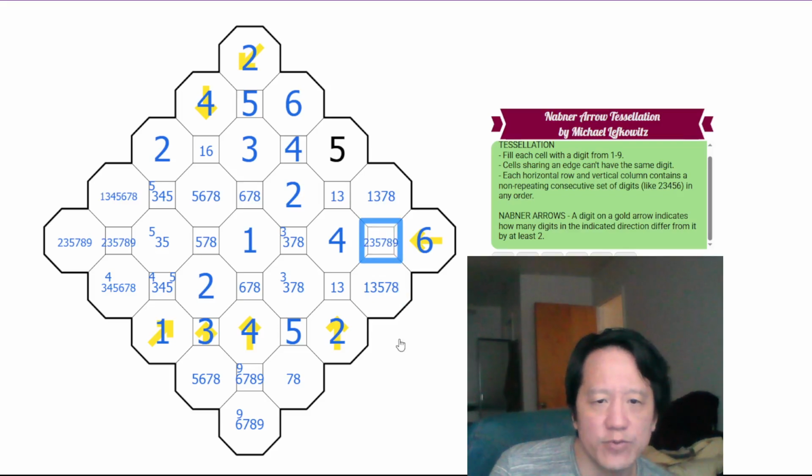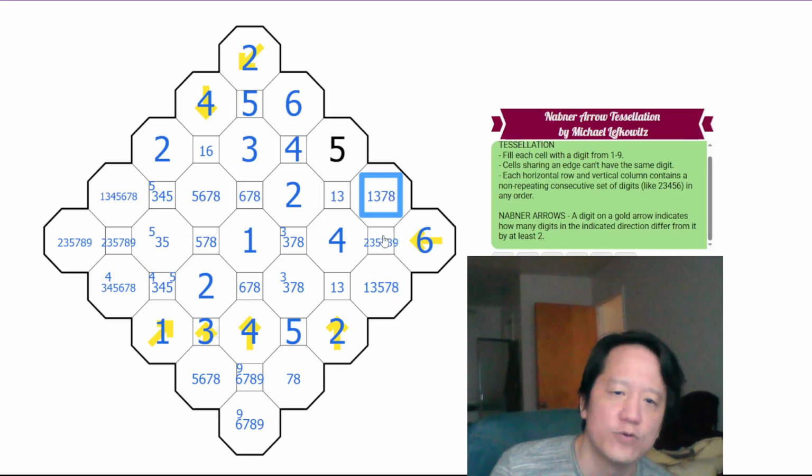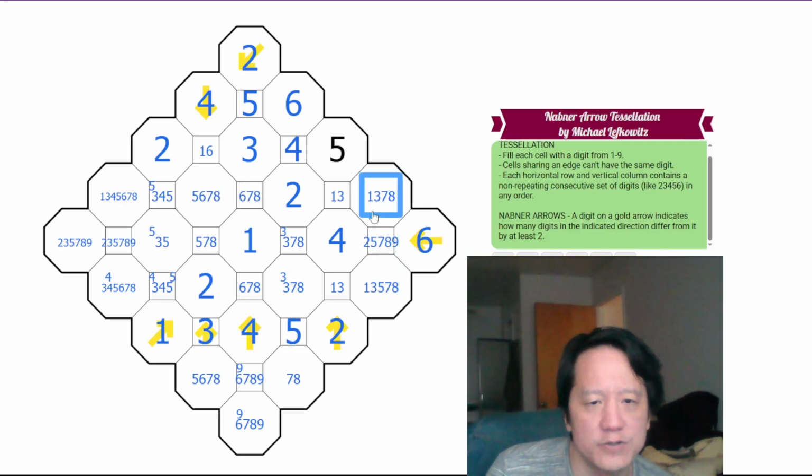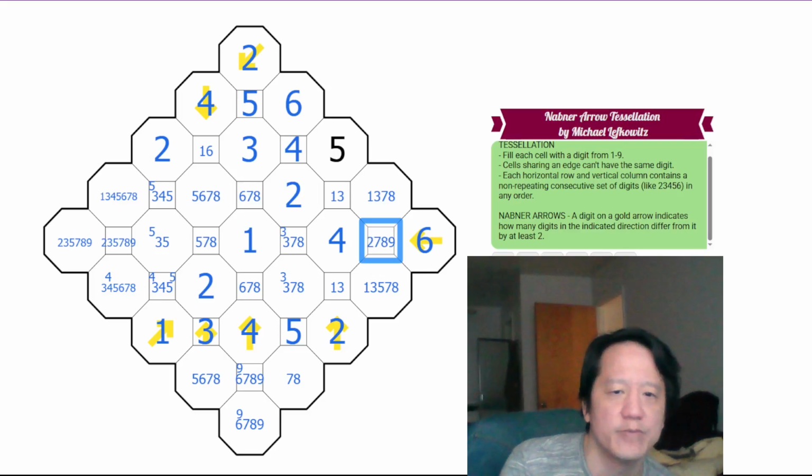Can this be 3? The answer is no, because it cannot have 2 on either side, cannot have 4 on either side, so therefore it doesn't form any Renban. 5 also has a problem. It can't have 4 on either side or 6 on either side, so this can't be 5.